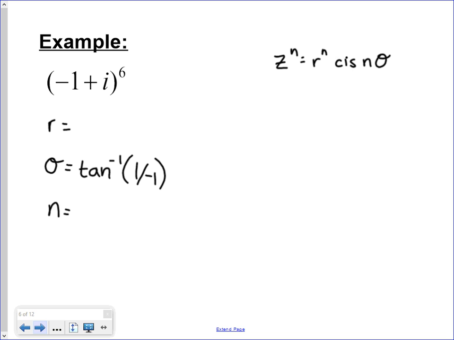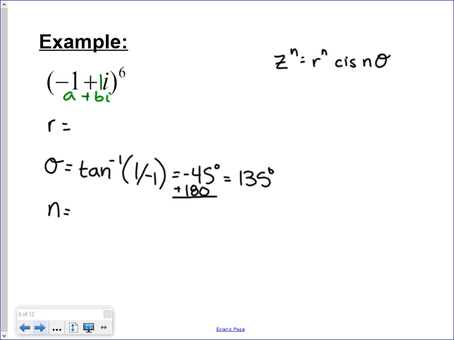Sure, this is like your warm-up, right? You have something in rectangular standard form, so this looks like a plus bi. And that means that b is 1. And you've got to get theta, the argument, so you're going to use inverse tangent. What quadrant is that point plotted in? Quadrant 2. So when this spits out negative 45 degrees, then we should add 180, and we have 135 for our argument.